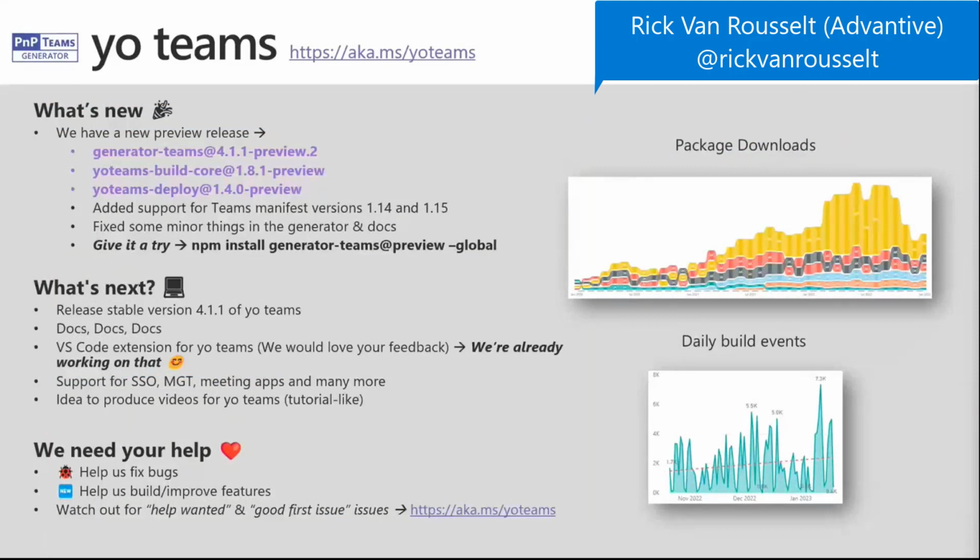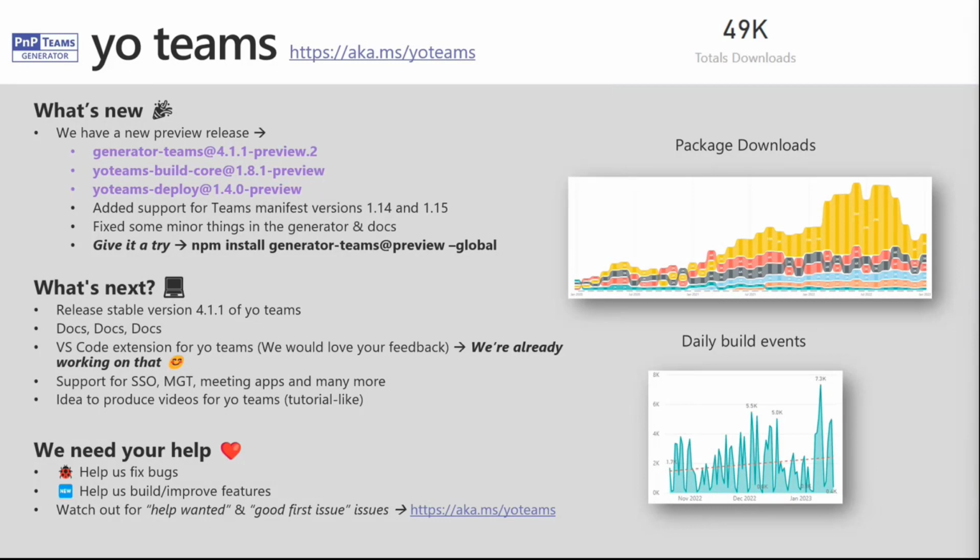Cool. So Yo Teams, I think Stefan already mentioned that last time. We have a new preview version out for the build, core, the deploy, and then the generator. Downloads are back up again, because we know around Christmas time, not everyone's coding like some of us. So what's next? We're going to do a release of a stable version, of course, once the preview is tested. So if you want to help out, just install the preview with the generator, and if there are any issues, let us know. Just raise a GitHub issue.